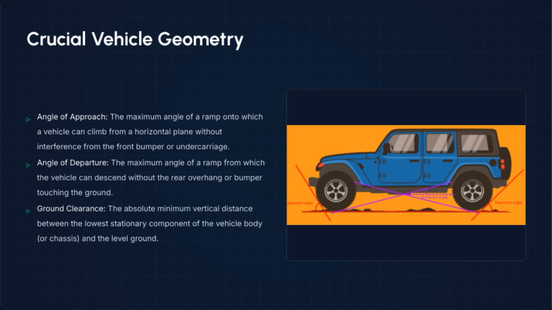Then there's the angle of approach. This is the maximum steepness of a ramp or incline onto which the vehicle can climb from a flat surface without the front bumper or undercarriage hitting anything. This measurement helps us understand how well a vehicle can handle steep inclines without risking damage. All of these factors, ground clearance, angle of departure, and angle of approach, are interconnected and play a vital role in vehicle design, especially when considering terrain versatility and safety. They tie back into our overall theme of designing vehicles that are not only efficient, but also capable of handling diverse driving conditions.